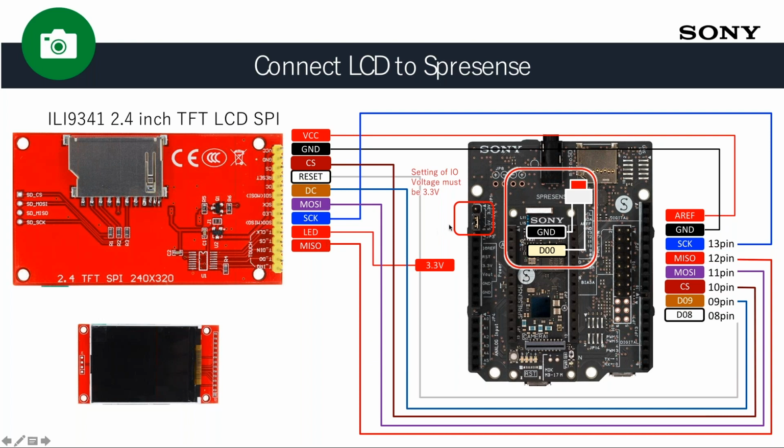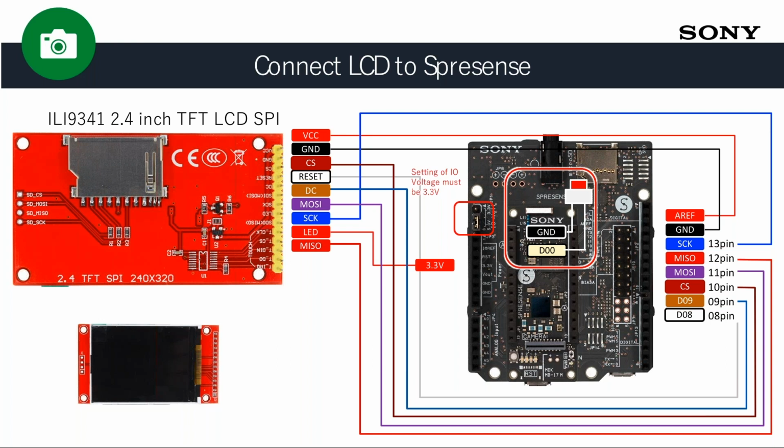Very simple. And one more thing that you need to remember is you need to set the I/O voltage. So here we are setting this up to 3.3, and if you look at this little box here, it shows you how. These are very simple. So you just connect everything, and then you have your display connected.